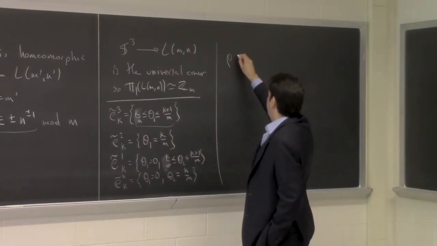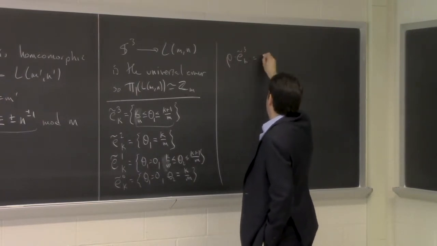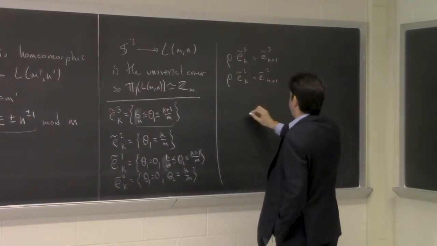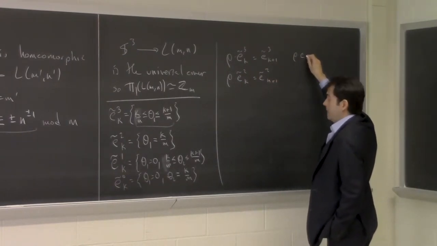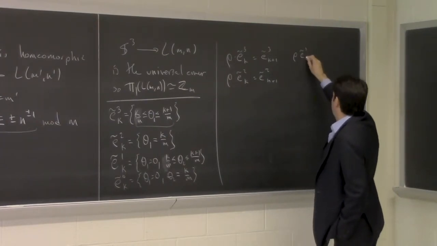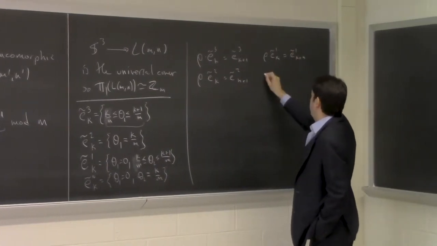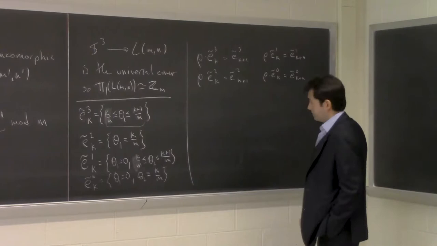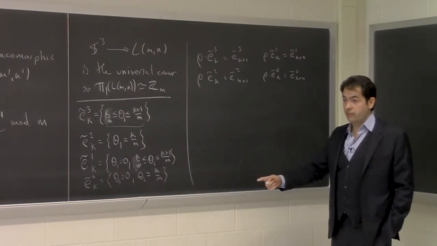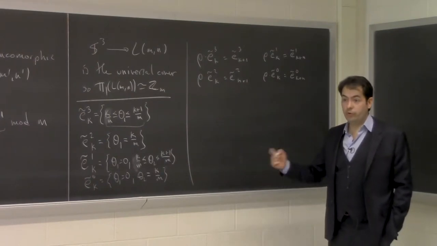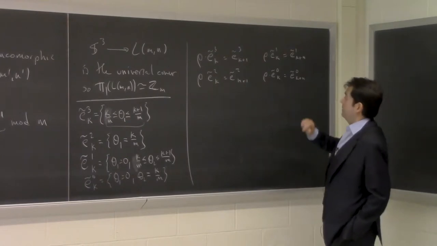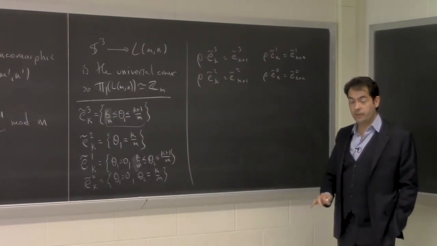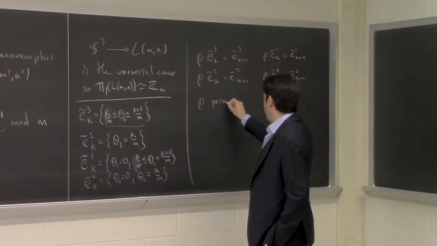So maybe I should start by saying what happens. So rho sends E tilde 3K to E tilde 3K plus 1. And it does the same thing to the two cells. It sends E tilde 1K to E tilde 1K plus n. And it does the same thing to the zero cells. Right? That's because the group action is just rotate by 1 over m in the first coordinate and rotate by n over m in the other coordinate, right? So since we're defining these using the second coordinate, this is what happens. Right. So rho just permutes these cells.